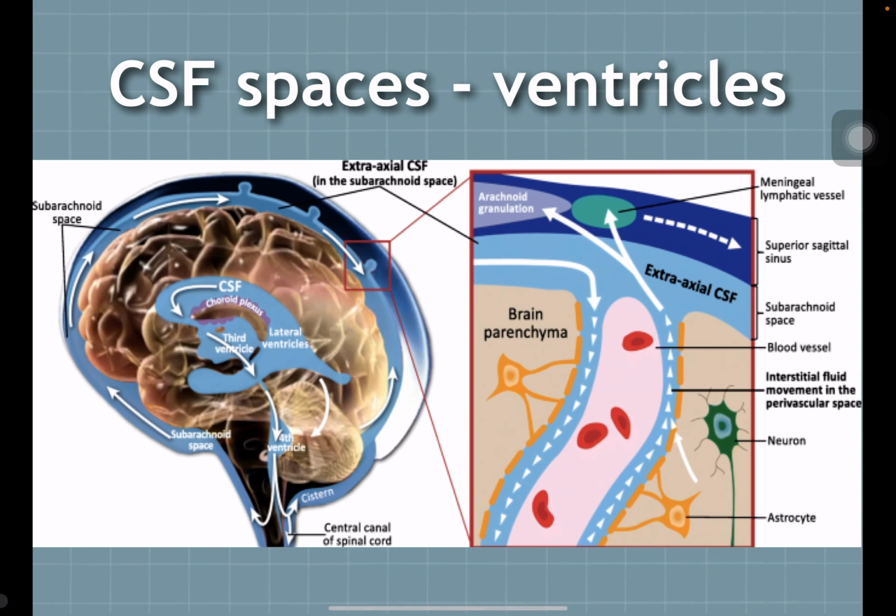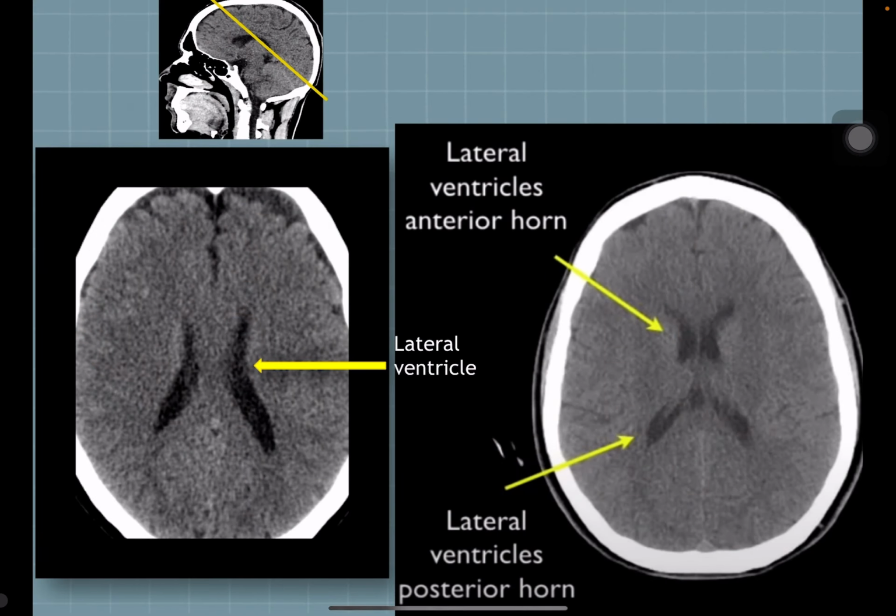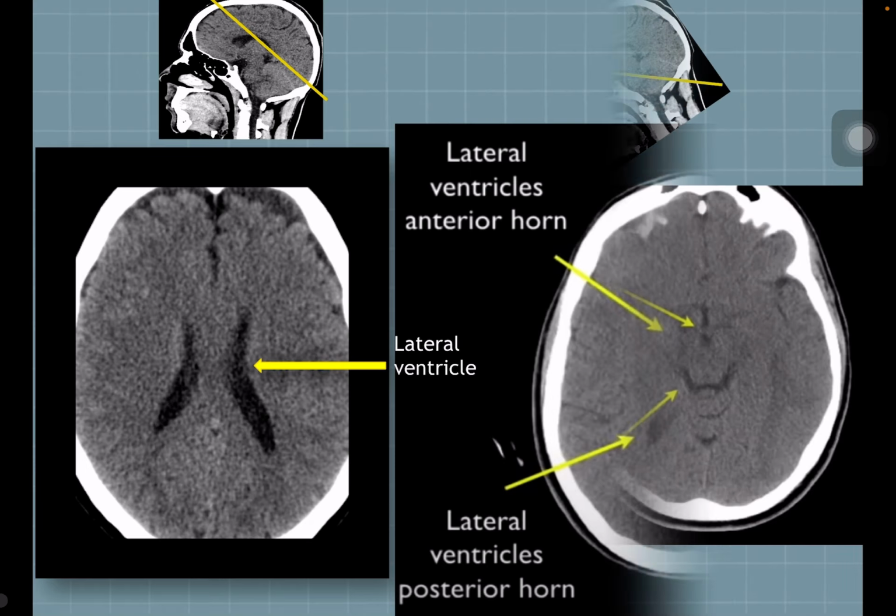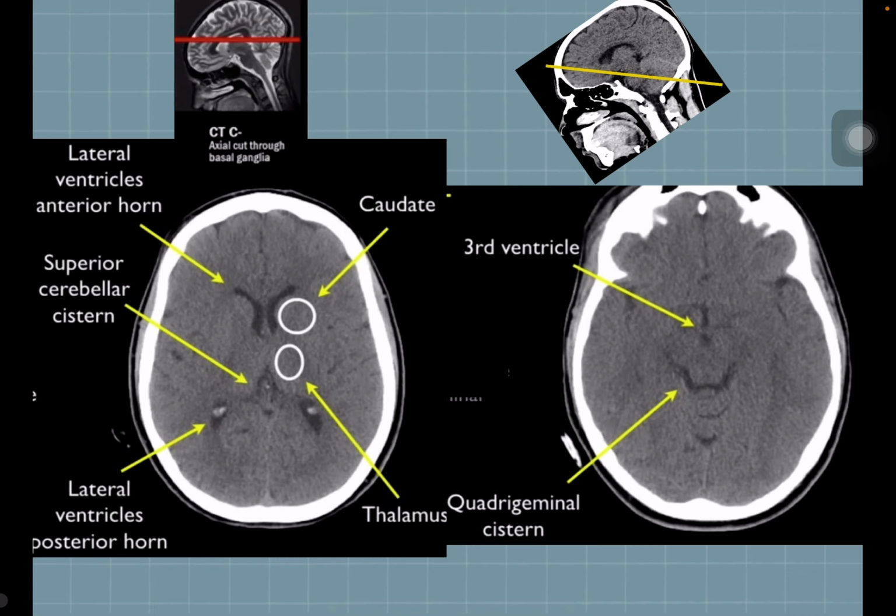So now we take a look at the ventricles, which are part of the CSF spaces. So for ventricles, we have two lateral, right and left, the third, and the fourth ventricle, and they communicate with the subarachnoid spaces. So here, this is the lateral ventricle, right and left. We have an anterior horn and posterior horn of the lateral ventricle. Here, this is the lateral ventricle anterior horn and the posterior horn.